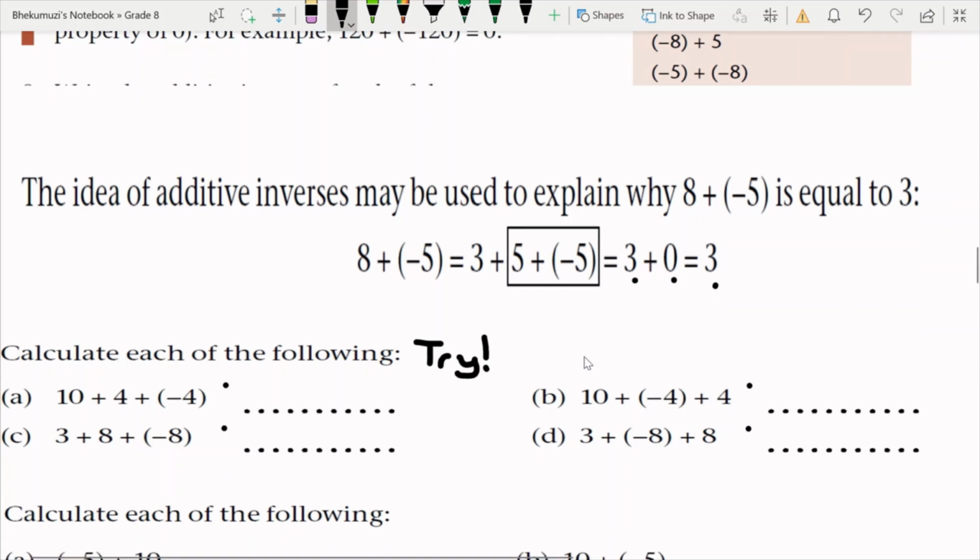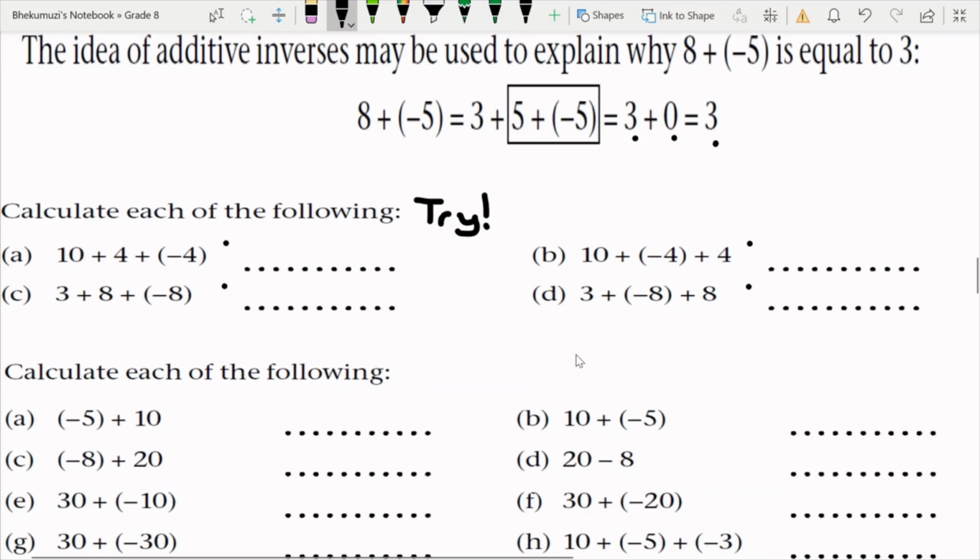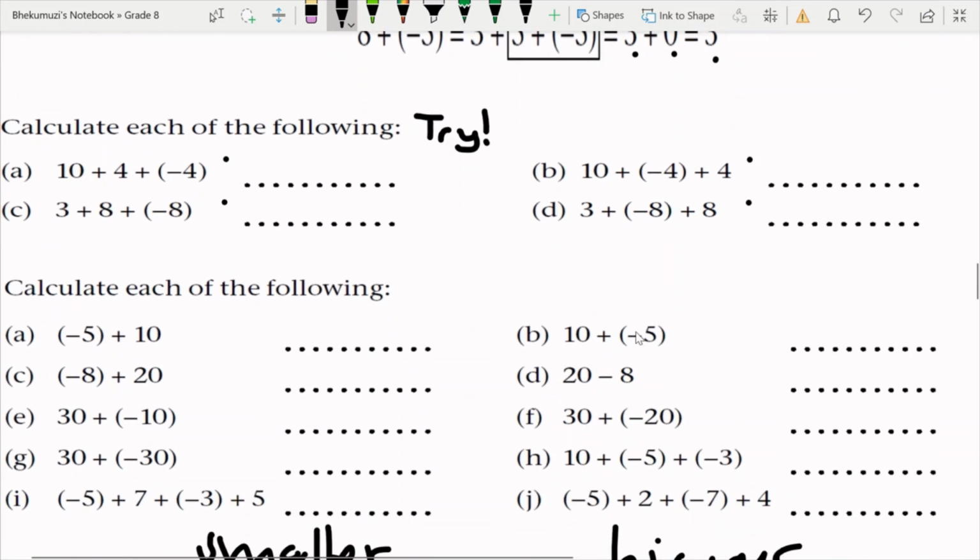So here are some exercises that you can try to just get the feel of what an additive inverse is. I'd like for you to try all of them, and then if you have problems, obviously you can ask the person who's helping you, and if not, you can also ask us.